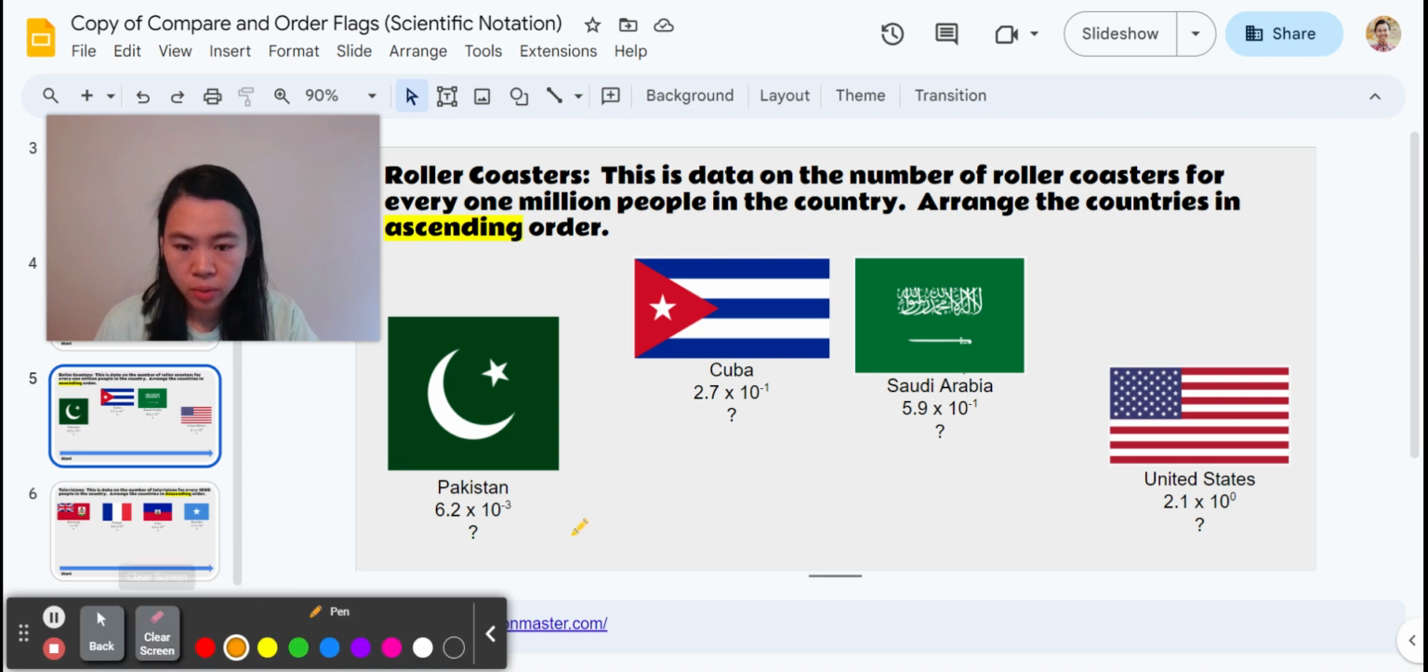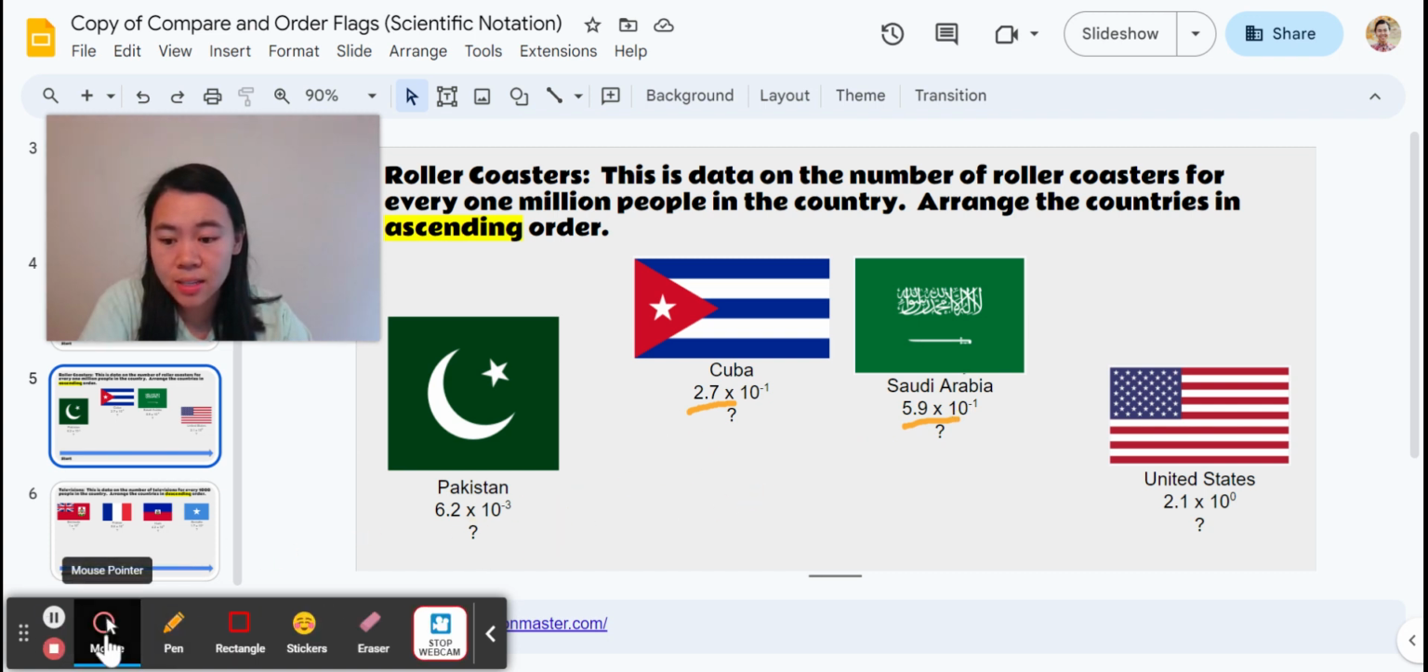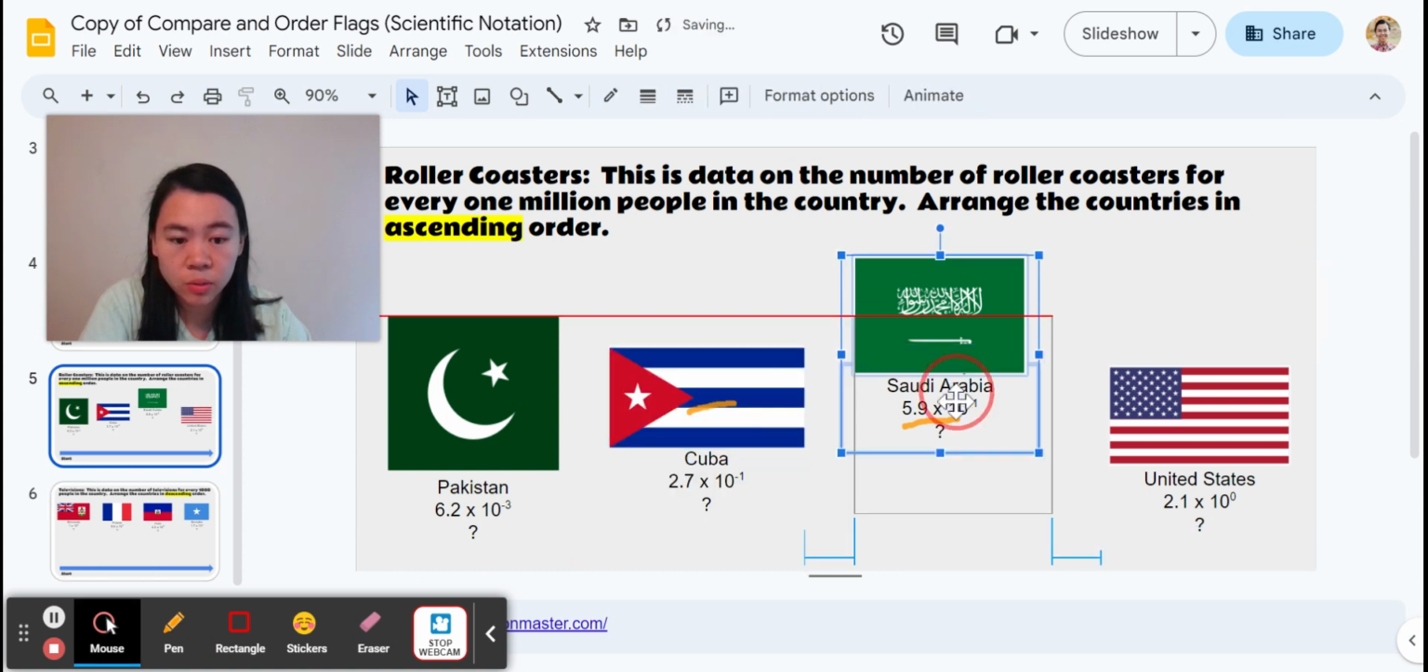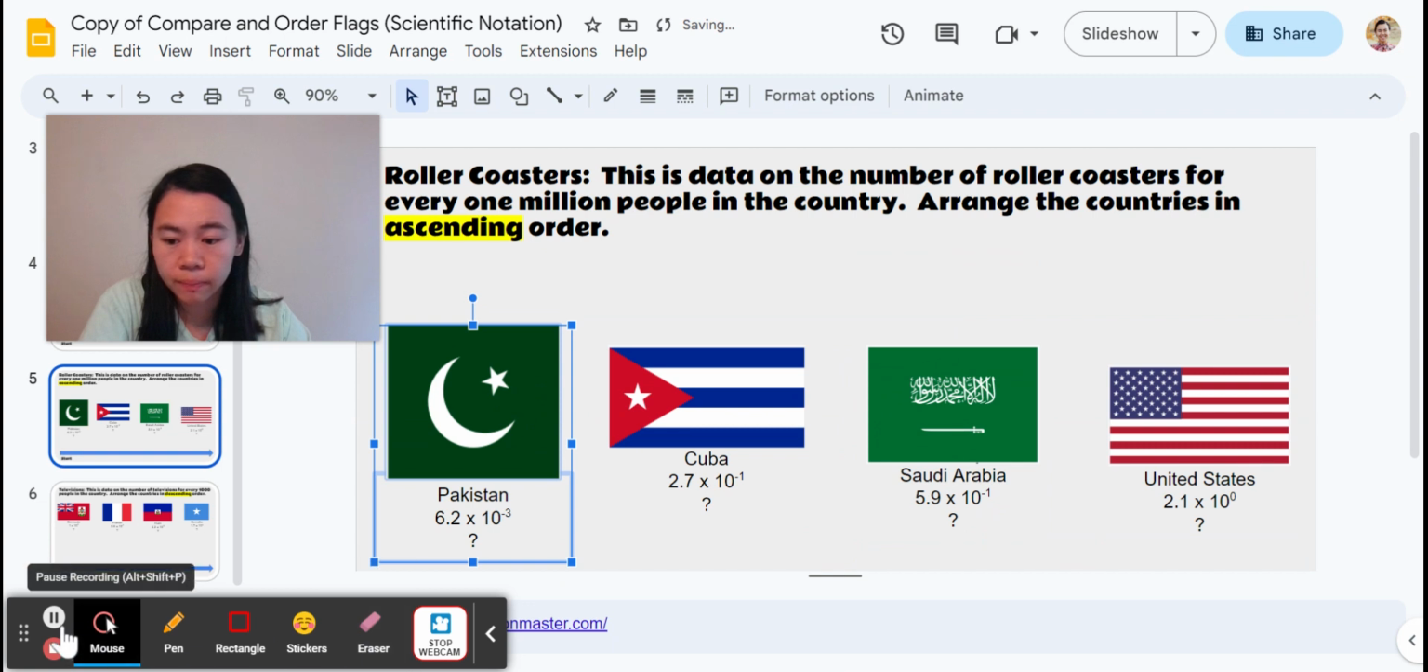Because these two are tied, we're going to have to look at the front base right here. And we're going from least to greatest, so we're going to start with the one that is smaller, 2.7, and then the 5.9. So this is the correct order right here.